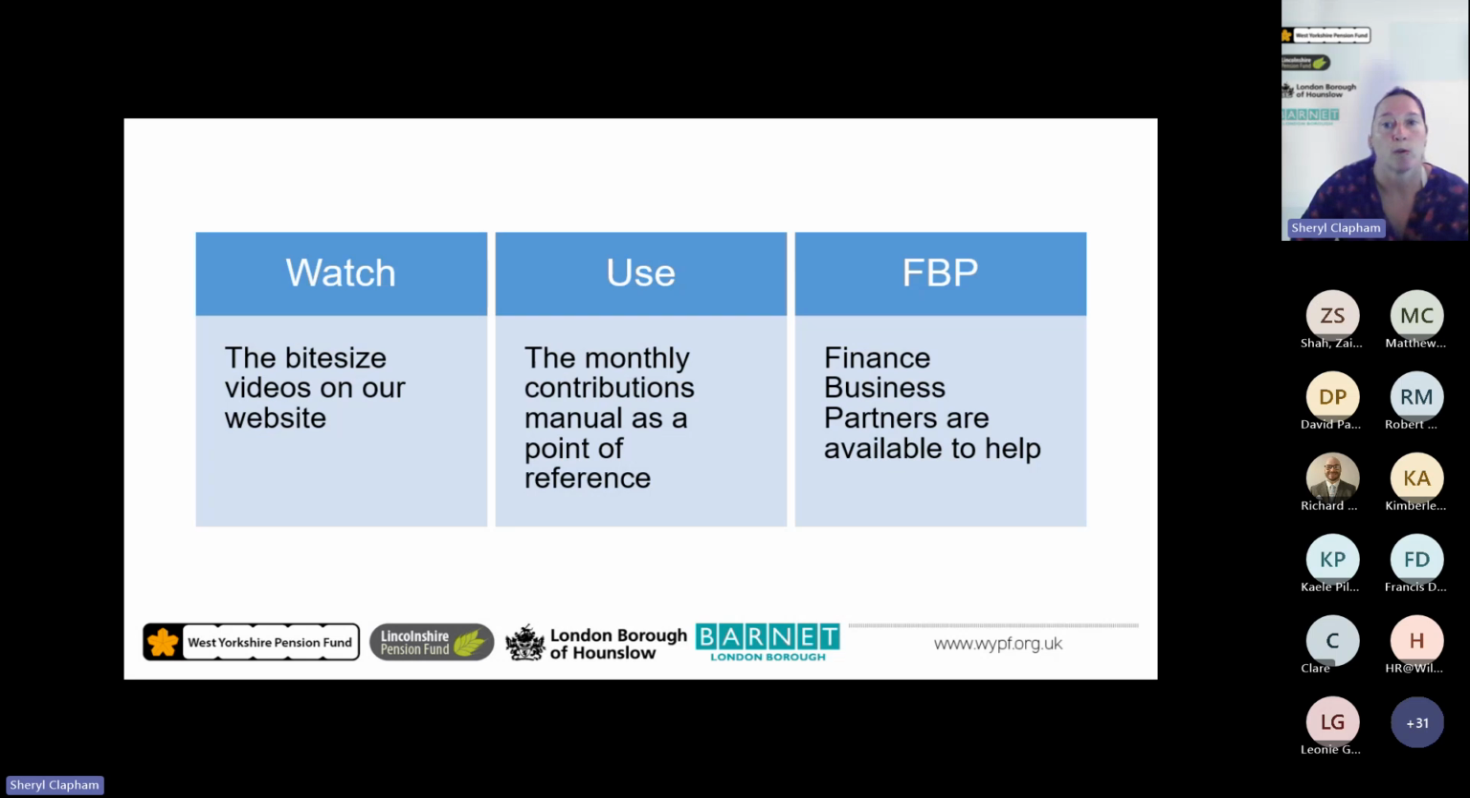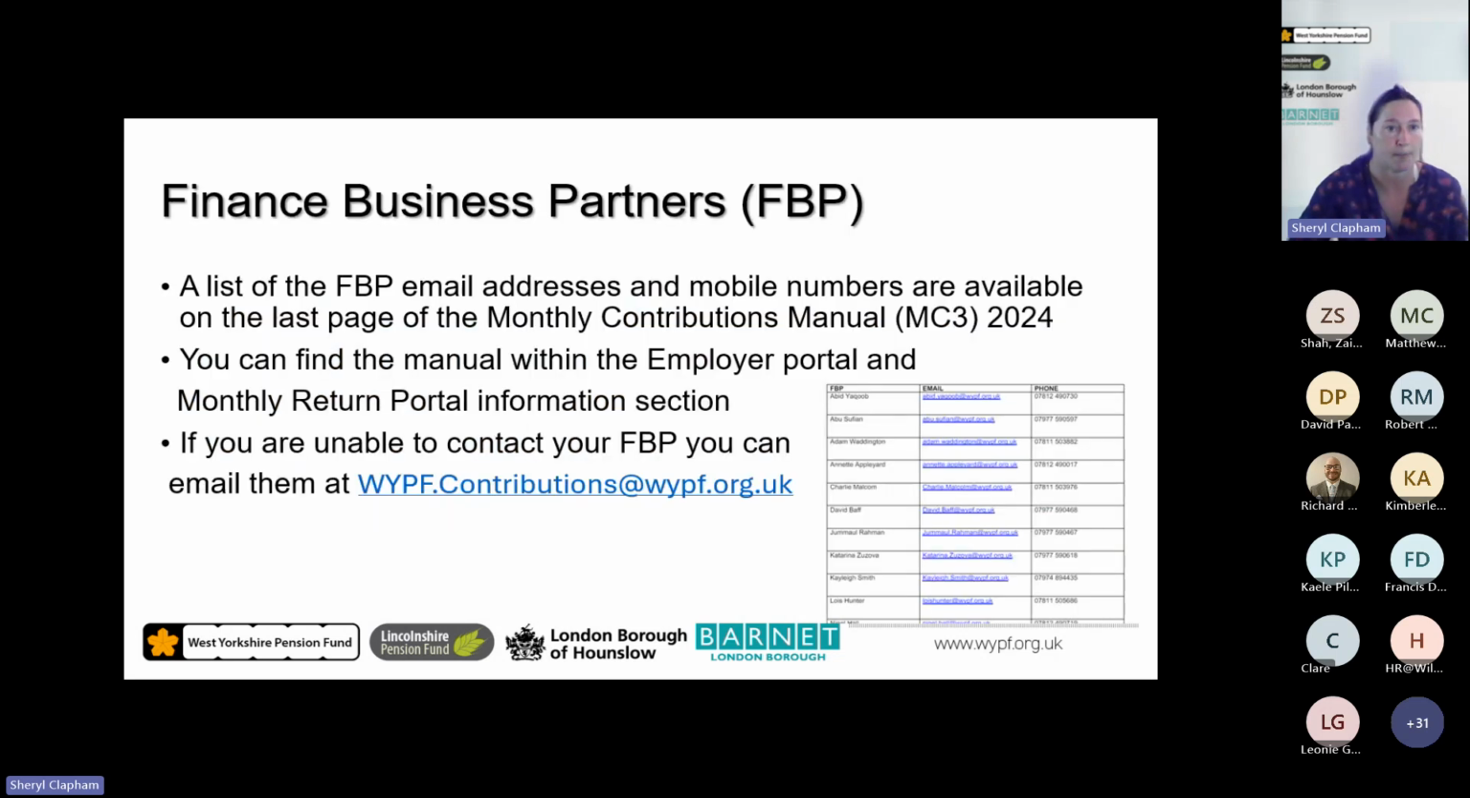There's also further tools available to help you use the MC3 portal. So we have some bite-sized videos which demonstrate areas you may need assistance with, and there's a manual available on our website as a point of reference, and help is available from your finance business partner because they're the ones that are going to be dealing with your monthly return. You can find the contact information of your finance business partner, so the mobile numbers that we have for each of the finance business partners, and they're detailed on the last page of the MC3 manual.